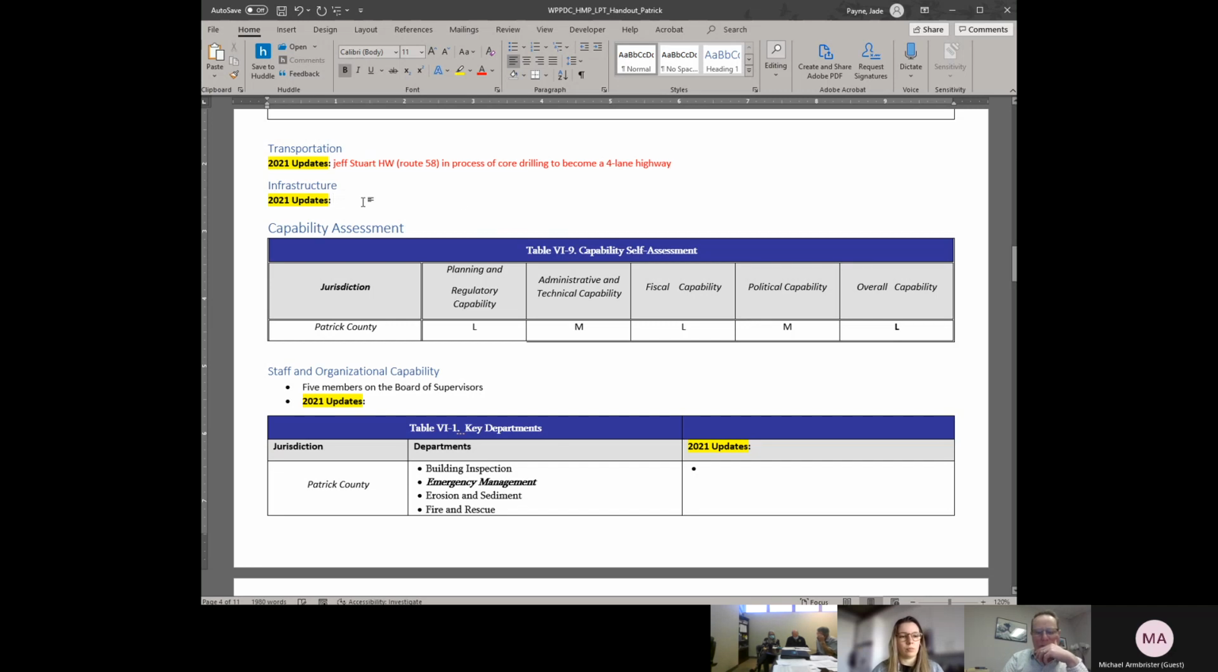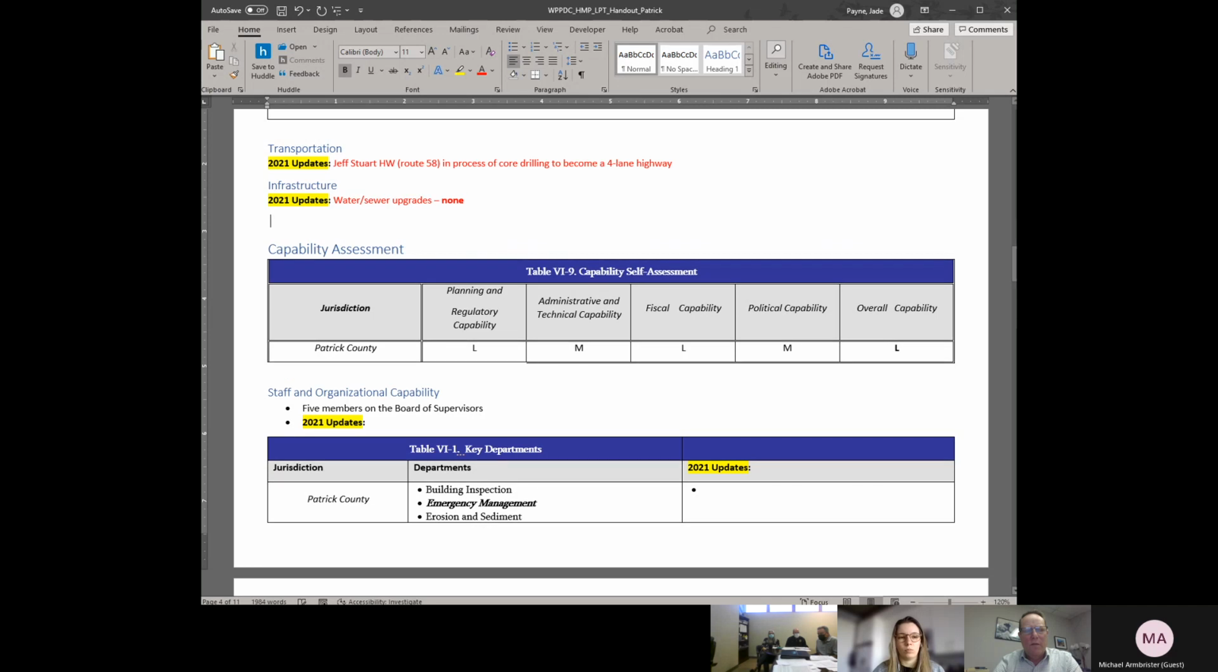All right. Any major infrastructure changes, increases to water, sewer service areas, things like that? Y'all done any water upgrades or sewer upgrades anymore? No. No. So is all of Stewart serviced by public water and sewer? Yes.